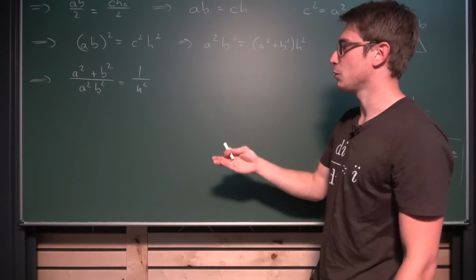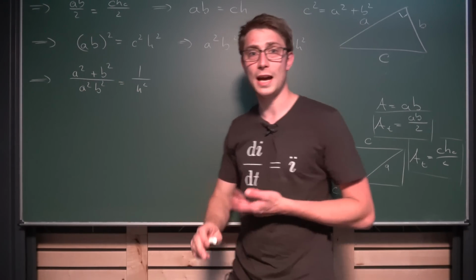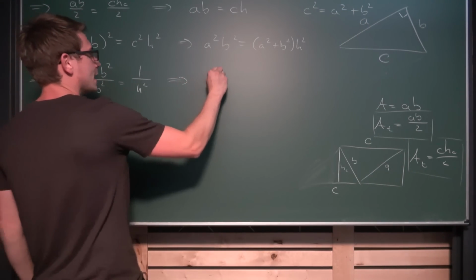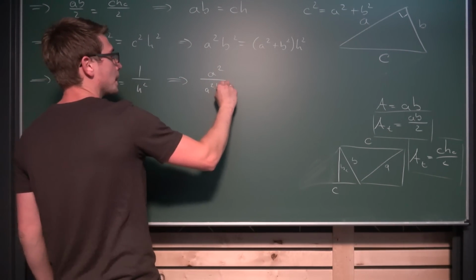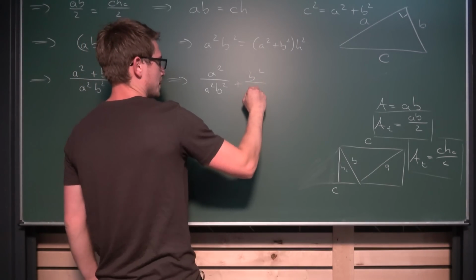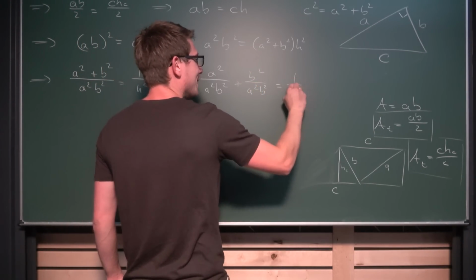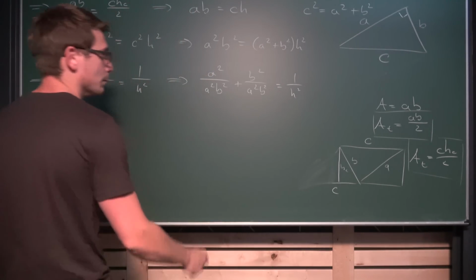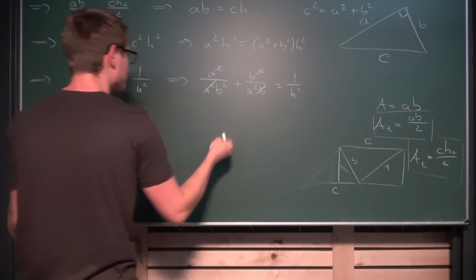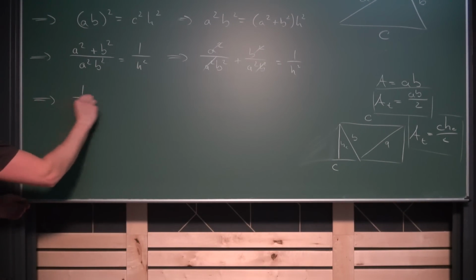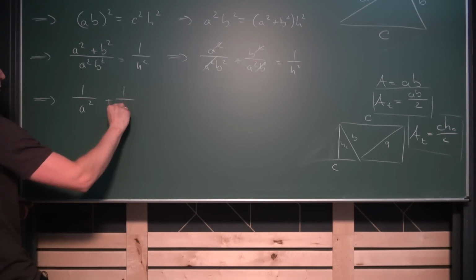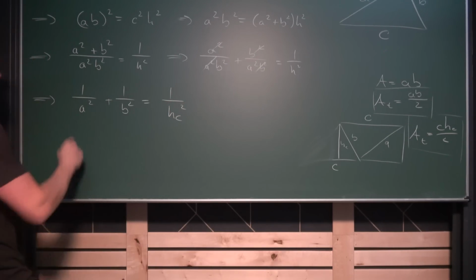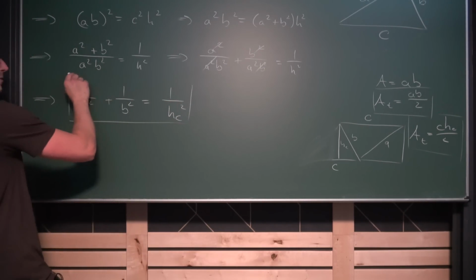And now the very cool thing is that this right here is a fraction and the numerator is additive, so we can just drag it apart, giving us a squared divided by a squared b squared plus b squared divided by a squared b squared is equal to 1 over h squared. And here's where the magic happens, and this is why it's called the inverse Pythagorean theorem. Those are going to be cancelled out, giving us in the process that 1 over a squared plus 1 over b squared is equal to 1 over the height on c squared. And this right here, that's the inverse Pythagorean theorem.